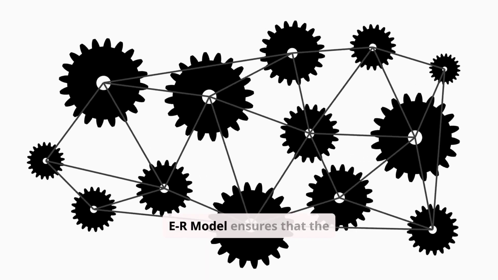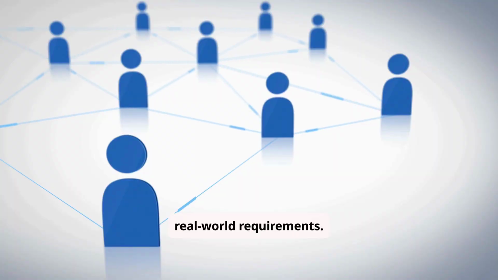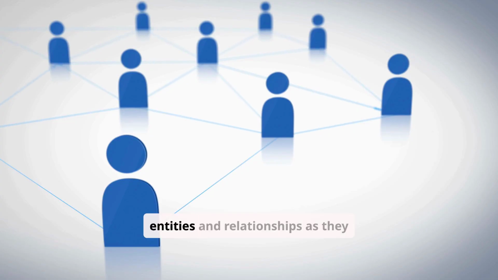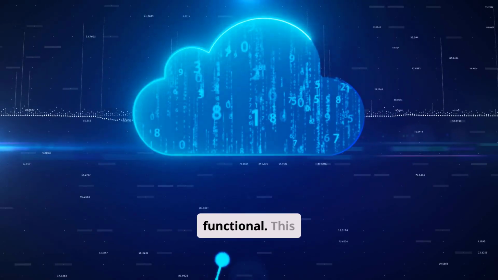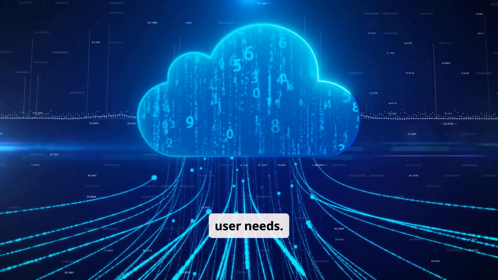Crucially, the ER model ensures that the database accurately reflects real-world requirements. By modeling entities and relationships as they exist in the business domain, the resulting database is highly relevant and functional. This alignment is vital for meeting user needs.